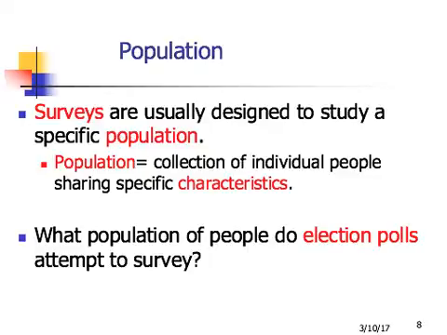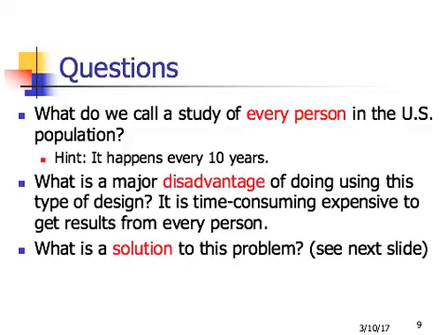How would we try to figure out who we think is going to win an election? Well, we need to survey perhaps a lot of U.S. voters. Now, surveys are usually designed to study a specific population. We might say our population of interest is all U.S. voters. So that's a collection of individual people sharing specific characteristics, so U.S. voters. What population of people do election polls attempt to survey? Well, voters usually have to be over a certain age, they have to be citizens, they have to register to vote.